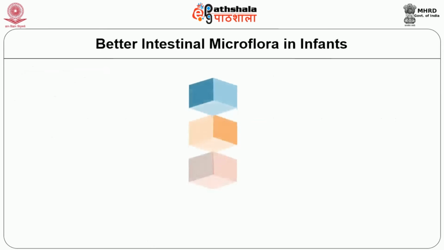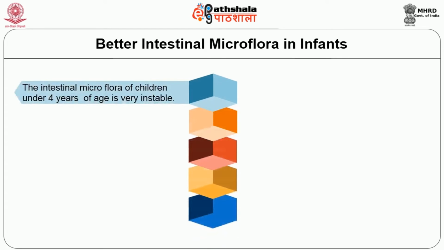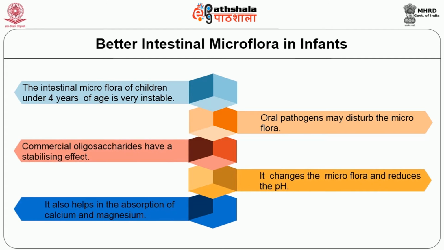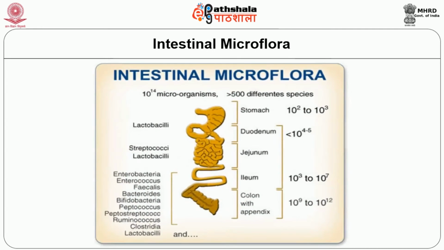Better intestinal microflora in the infants. The intestinal microflora of children under 4 years of age is very unstable. Oral pathogens may disturb the microflora. If you give an adequate amount of prebiotics, that will improve the amount of probiotics. Commercial oligosaccharides have a stabilizing effect. It changes the microflora and reduces the pH. It also helps in the absorption of calcium and magnesium. Here you will see the intestinal microflora, which you have already seen in the probiotics class.